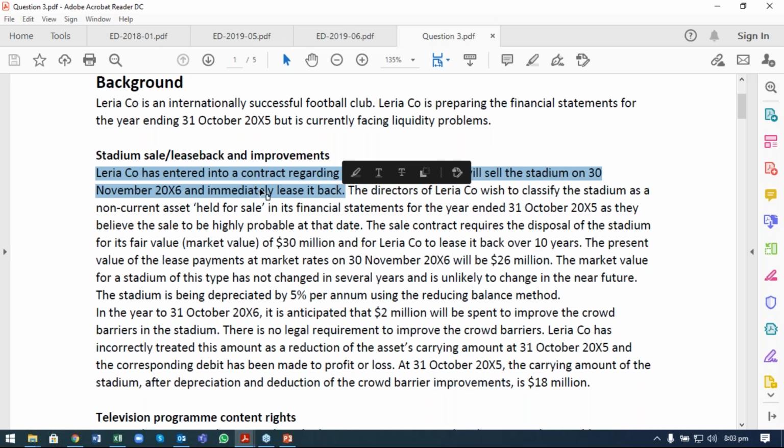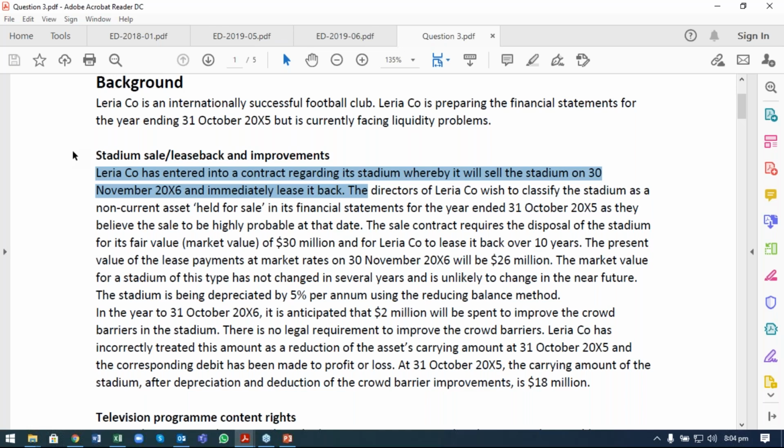But once we look into the contract that was signed by Laria company with the supplier, that provides another insight into this transaction. Laria company has not just sold the stadium. Laria company has also committed to lease it back. So if such a situation comes in, this specific situation should be accounted for under IFRS 16 leases, rather than IFRS 5.